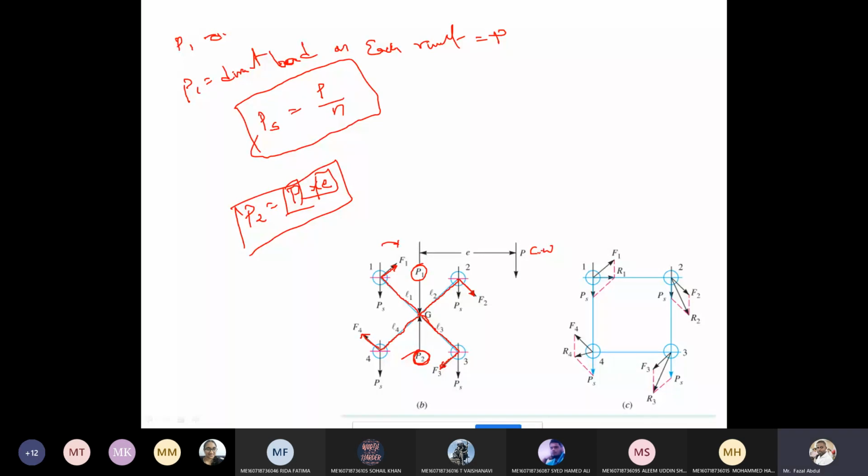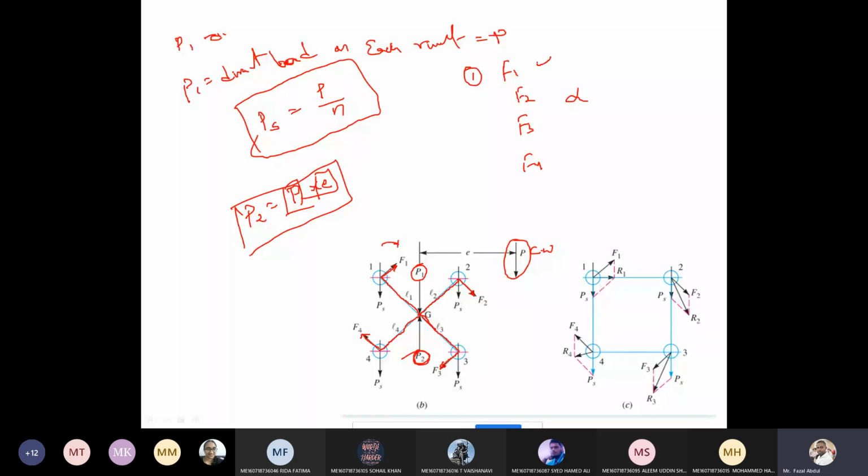Because of the application of this load, a turning moment is generated on the total riveting system in a clockwise direction, because the load is applied in a clockwise manner. Okay. So how much shear load is generated? To know that, we have two assumptions. The first assumption is that the secondary loads F1, F2, F3, F4 are proportional to the lengths from the center of the system to the center of each rivet.